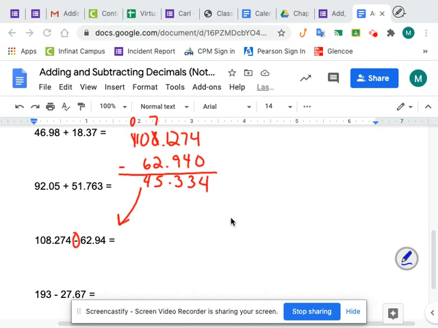And lastly, I have 193, and then I have subtract 27 and 67 hundredths. Well, I have to remember that my decimal point is here, and I'm seeing that there are 2 places past the decimal in the number I'm going to subtract by. So I'm going to put 2 decimal places there to begin with.